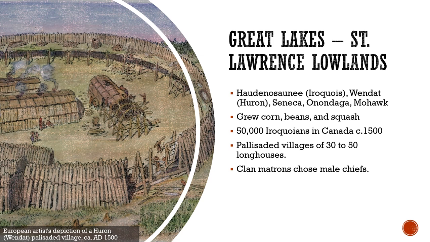And their greatest rivals, to the north, were the Wendat. And the Wendat were also a very large state-like civilization. And the Wendat and the Haudenosaunee were bitter enemies. And when the Europeans arrived, as we'll talk about next week, when the French arrived in that area, they found themselves caught in the middle of that conflict and being forced to choose sides.